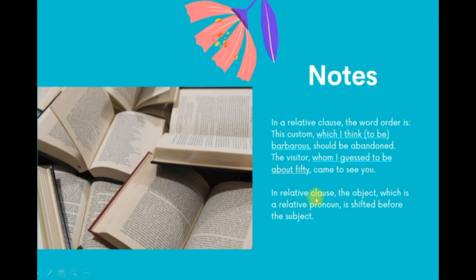So in a relative clause, the object, which is a relative pronoun, is shifted before the subject. Okay, so here the relative pronoun as the object, which and whom, is shifted before the subject. So for replacing the object, we will use the relative pronoun which or whom. Which is for things, whom is for people or a person.